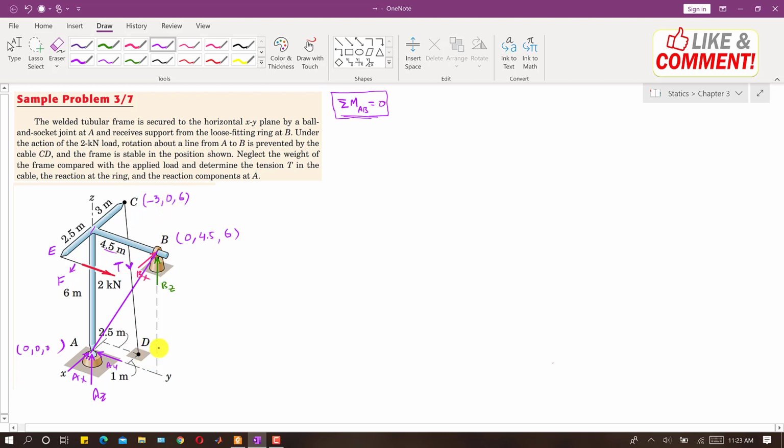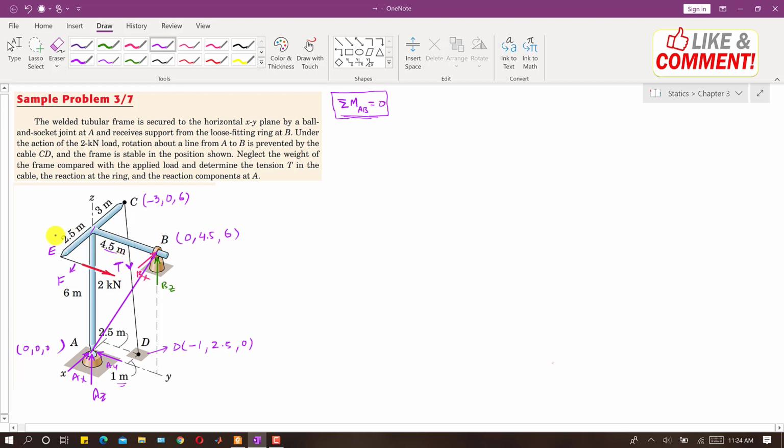And now what are the coordinates of this point D? To reach this point D we have to travel this 1 meter along X in the negative direction, so I will write -1, and along Y we have to travel 2.5 meters. And since this point D is in the XY plane, there is no need to travel along Z, so we will write 0.